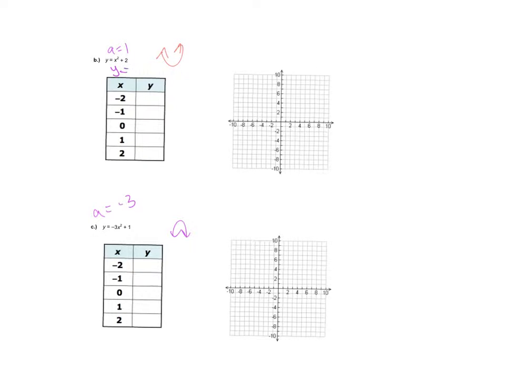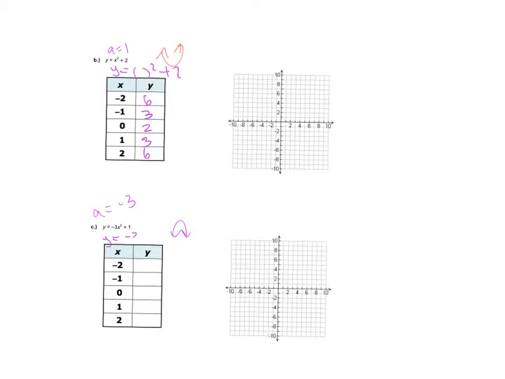So this guy is y equals x squared plus 2. So if I put negative 2 here, that's 4 plus 2 is 6. If I put negative 1, that's 1 plus 2 is 3. 0 is 0 plus 2 is 2. If I put 1, 1 squared is 1 plus 2 is 3. And then it mimics or is symmetrical.